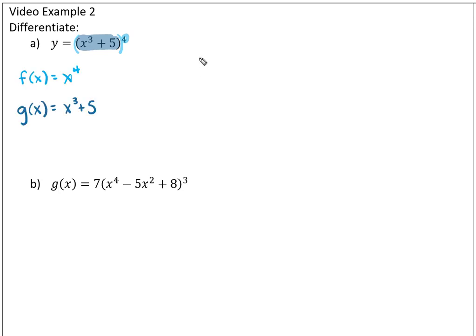And then in order to differentiate this, we would say y prime, and then we take the derivative of the outer function, in other words, the x to the fourth. And so that becomes 4 parentheses to the third power. That's the derivative of this. Inside my parentheses, I still write the same thing. It doesn't change. So this is f prime with the g inside of it. And then I'm going to take the derivative of the inner part, and so the g prime will be 3x squared plus 0. And there you go.